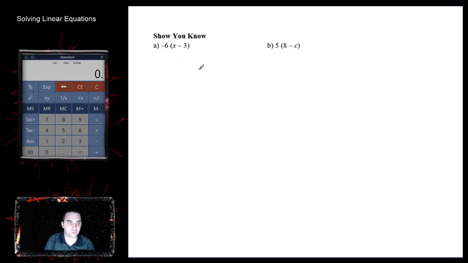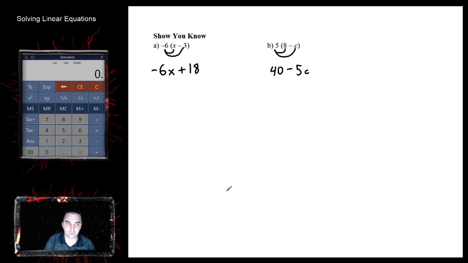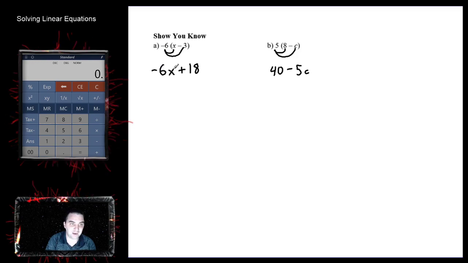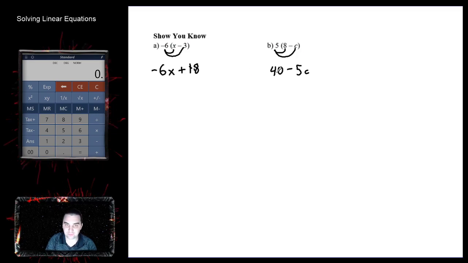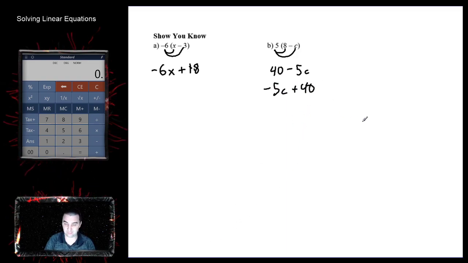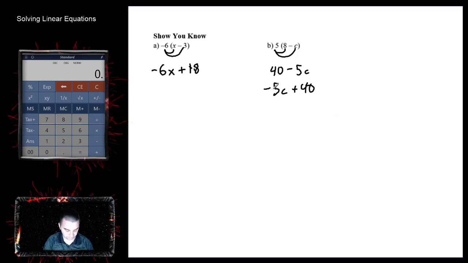Okay, hopefully you did that, and you got these same answers. Minus 6x plus 18, two negatives make a positive. Then you have 5 times 8 is 40, and 5 times negative c is negative 5c. I forgot to do this. Variable in front, so it should actually be like that. That's a 40. Okay, moving forward.